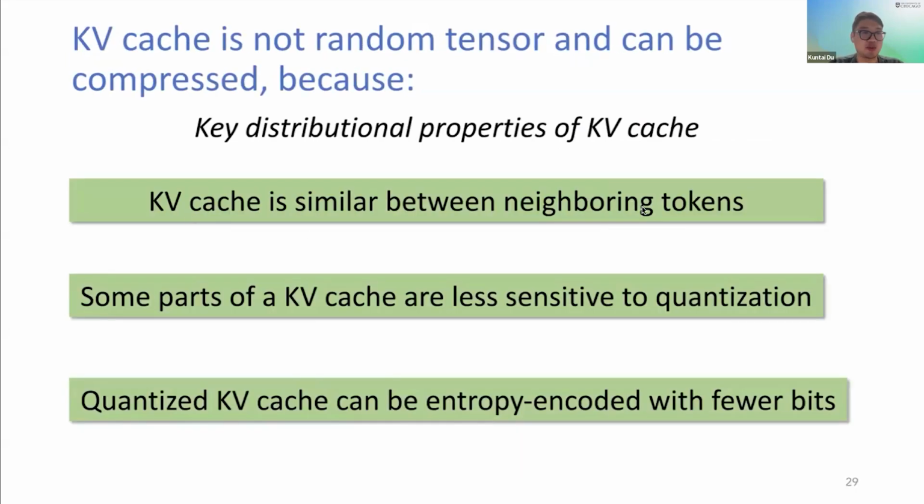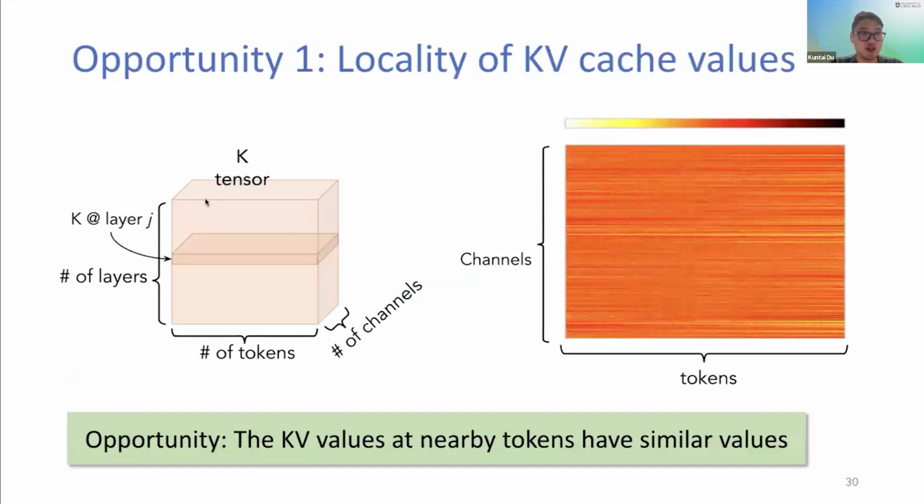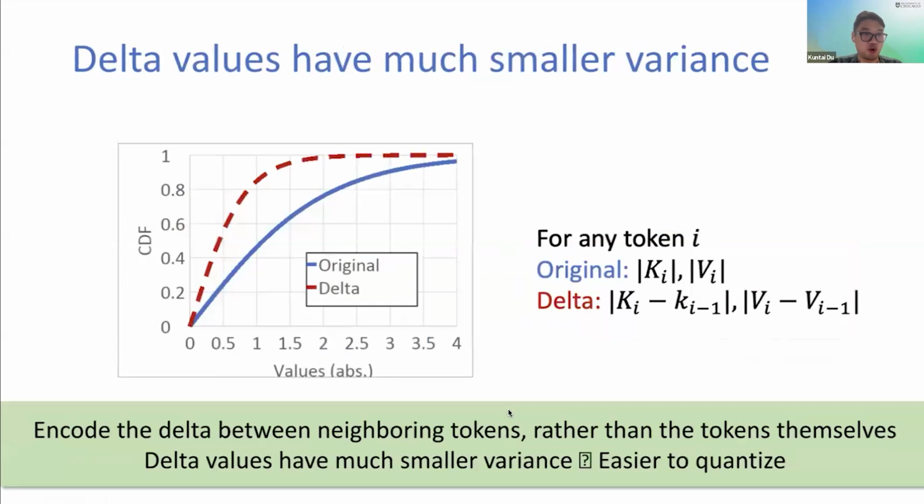The KV cache is similar between neighboring tokens. Here's a figure where we extract one layer of the KV cache and plot it on the right side. The x-axis is the token, the y-axis is the channel. You can see the horizontal artifacts there, which means that the KV cache is continuous along the token dimension. So the opportunity is that the KV values at nearby tokens are very similar, and we can use that for compression.